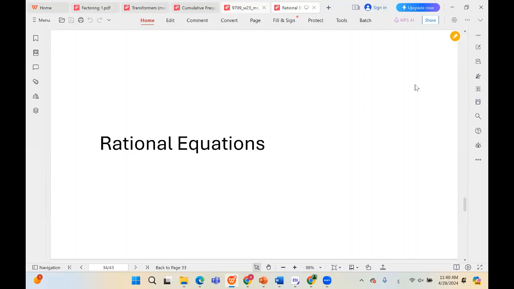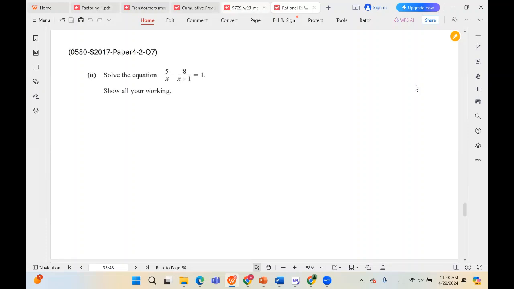Next, we move on to rational equations. Solve this equation and show all your work. So what we need to do here is first combine it into a single fraction, or the easier way when you're solving an equation is to just multiply everything by each denominator. So for example, if we have x, let's just multiply everything here by x, all the terms. And then we have x plus 1, so let's go ahead and just multiply everything again by x plus 1. If we do that, we will see that the denominators are immediately just cancelled out.